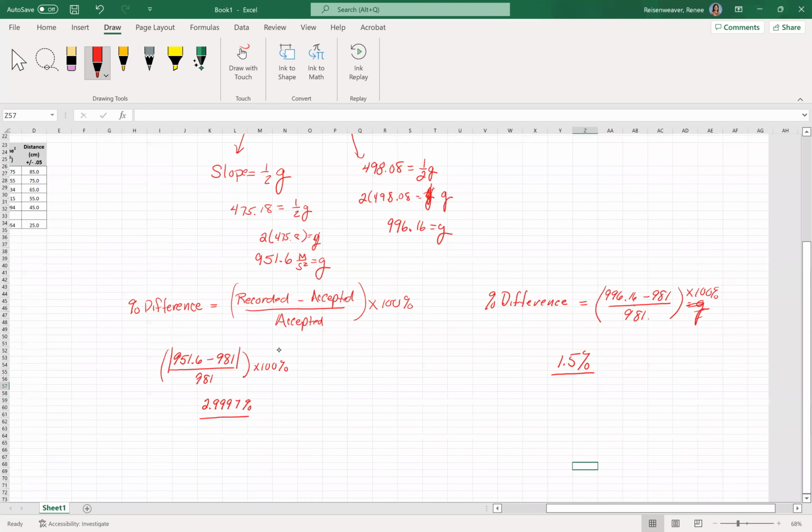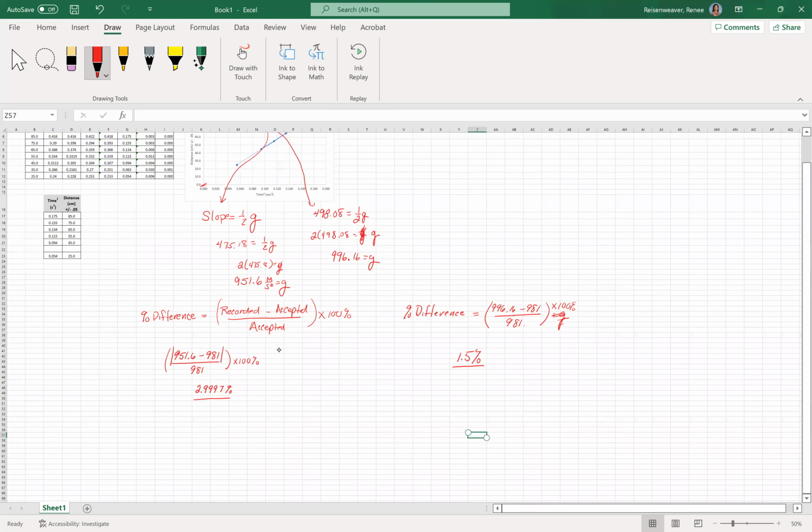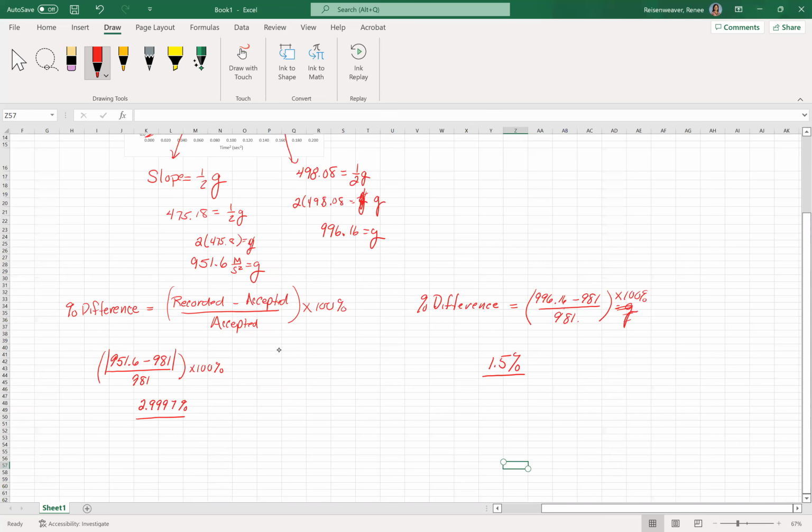So I would say with certainty that our accepted value for the acceleration due to gravity is somewhere between these values and is close to the 981. So we were able to use this method to calculate the acceleration due to gravity.